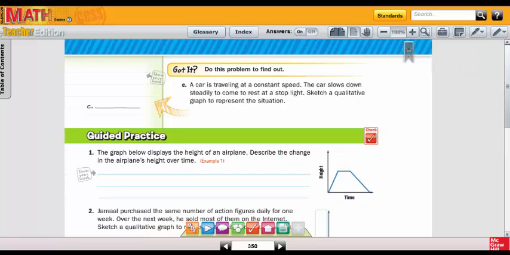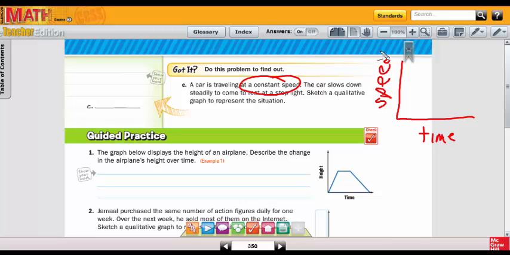Letter C. We have a situation where a car is traveling at a constant speed. The car slows down steadily to come to a rest at a stoplight. Sketch a qualitative graph to represent the situation. Well, first of all, we would want to graph this in this way. We would have time on the x-axis, and we were talking about speed, so we would put speed on the y-axis. So we have a car traveling at a constant rate of speed. We can show that right there, like that.